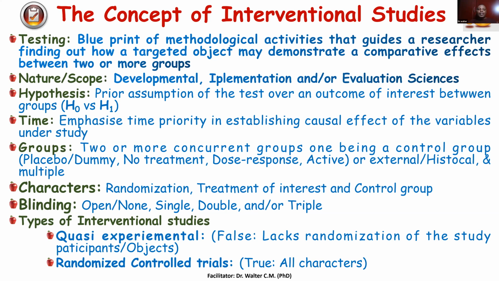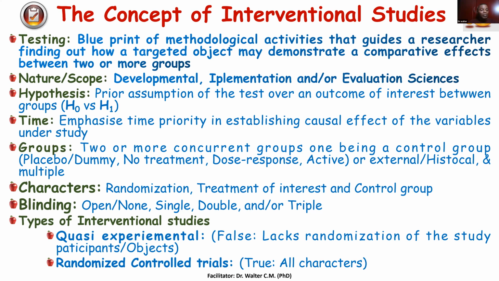And then we have external or multiple groups. This is a kind of control group that is not part of your research scope. So you can have your intervention, and then you take other control groups which are historical, and you say they were once treated with this kind of treatment, and I want to compare those historical ones with mine. So this is external, which is not within the scope of your research.